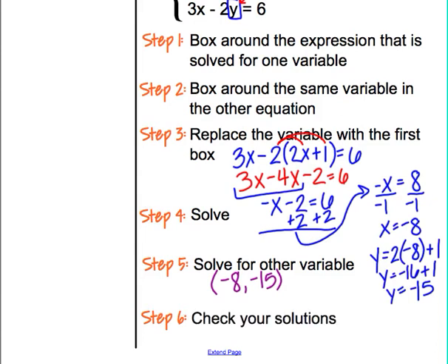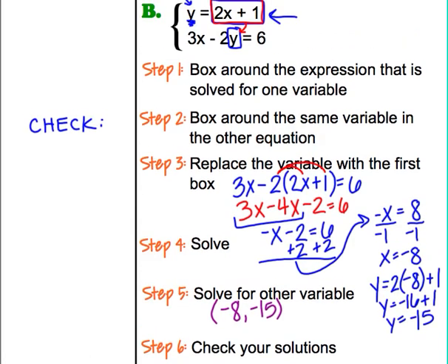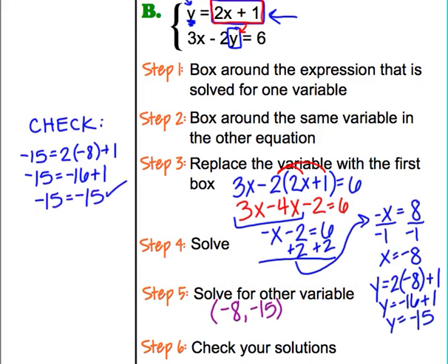Then finally, step 6 is to check your solutions. So if we go back through, I'm going to do my check over here. If I go back up to my equations so I can see them, I have that negative 15 should equal 2 times negative 8 plus 1. So 2 times negative 8 is negative 16 plus 1, and negative 16 plus 1 does in fact equal negative 15. So I know it works for the first equation.